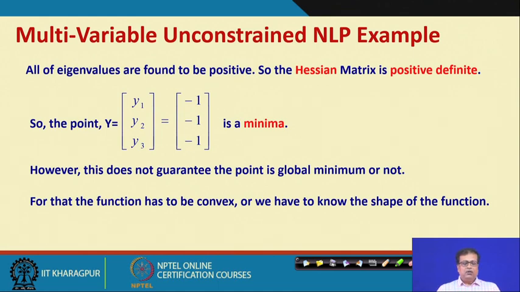We may not know, because the function has to be convex, or we have to know the shape of the function, right. So, that also is the additional task that is required. The only thing is, we found a minima, but it can be a local minima as well, right.